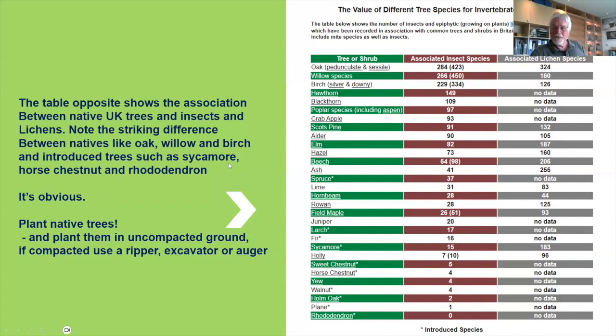Well, there's why. The oak, associated insect species, 284, 400 odd if you count the microflies. Willow, 266, birch, 229, horse chestnut, 4. I rest my case. These trees and shrubs have been around since the Ice Age, and insects and bryophytes and fungi have adapted to them and grown on them, and it forms the whole building blocks of the ecosystem. So hugely important for hedgerows and for woodland.